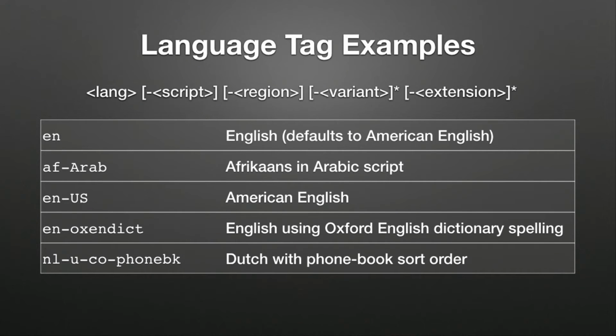If you want to be specific about the dialect, you can say American English by adding the region. Then there are some alternative spellings to English. You can indicate that with variants if they're defined. And the last one shows you the use of an option or an extension. Here it says, I just want to have regular Dutch, but I want to sort strings in phone book order versus dictionary order. In some languages, this is different.